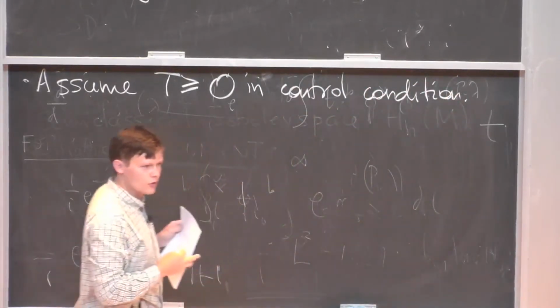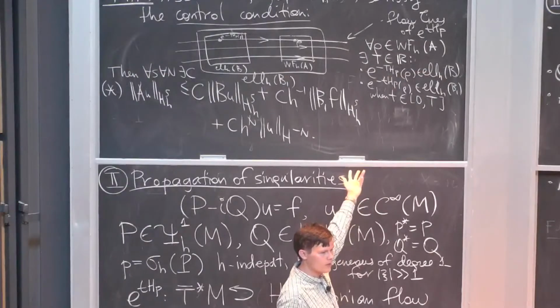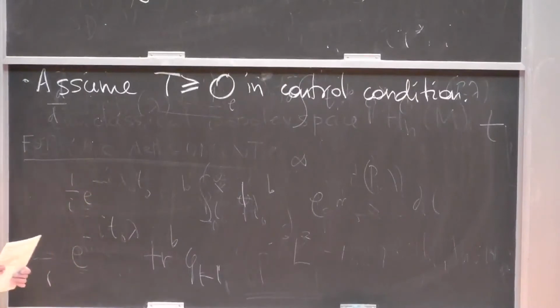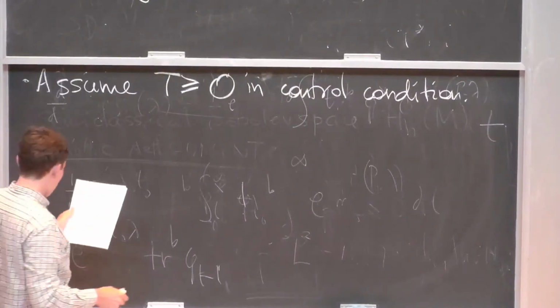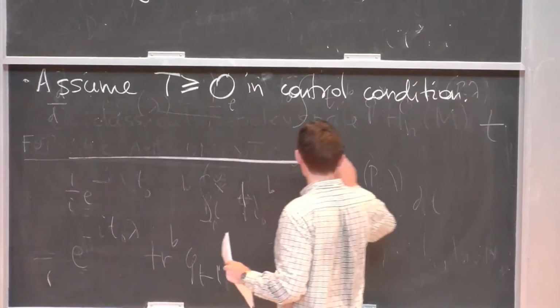That's not a moot assumption. Of course, you can flip the sign of capital T by just replacing capital P by minus P. And then everything goes backwards. But the way the construction works, fixing a sign of T is useful for me at this point. And then I'll just draw a picture of what this A, B, and B1 are.